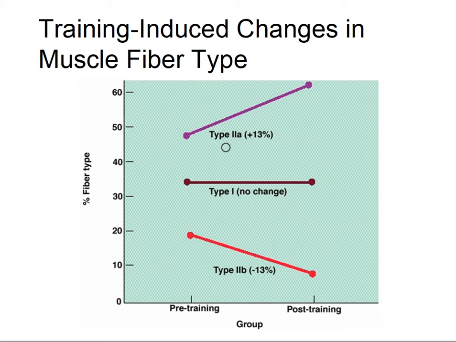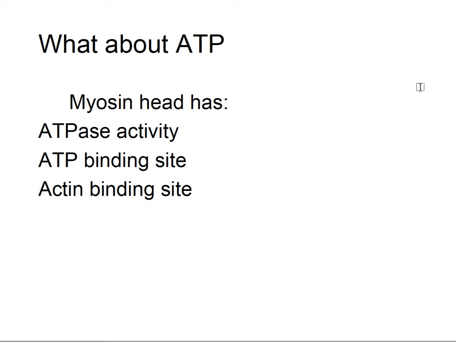This is copied from another textbook, but it shows that we don't change the fiber number. With training, we change the characteristics of those fiber types. Notice that there was a decrease in the type 2B, the fast contracting fibers, by 13%, and an increase in 2A, those intermediate fibers, by 13%. So it's the same percent change of fiber types; they simply change their characteristics. They didn't change the number. We're probably born, or soon after birth, with a certain number of muscle fibers. We can change the characteristics, but we can't really change the muscle fiber types.